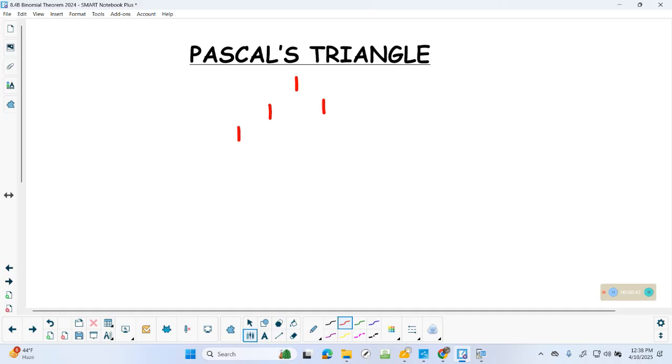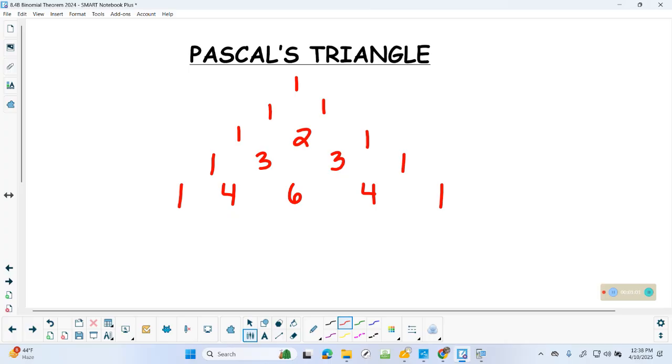To get the middle numbers, you add these together, 1 plus 1, end with a 1. Slide over a slot, we can do this all day, 1 plus 2, 2 plus 1, end with a 1. I'm going to keep going, 1 plus 3, 3 plus 3, 3 plus 1, end with a 1.